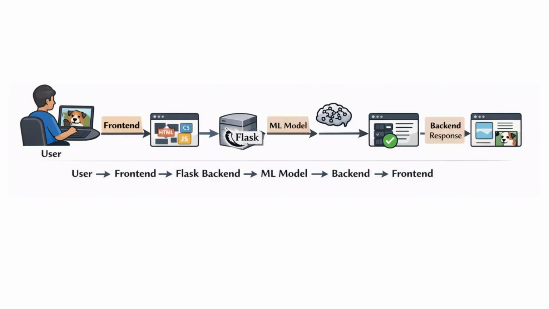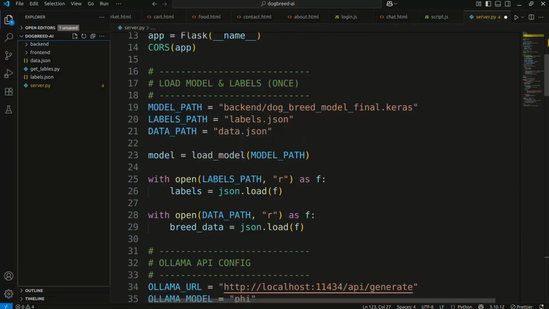The complete flow looks like this. The user interacts with the frontend. The frontend sends the request to the Flask backend. The backend passes the data to the ML model for prediction. And the results are then sent back through the backend to the frontend for display. Let's look at the folder structure.